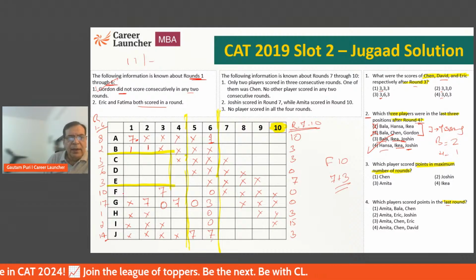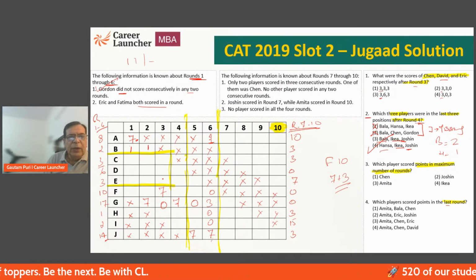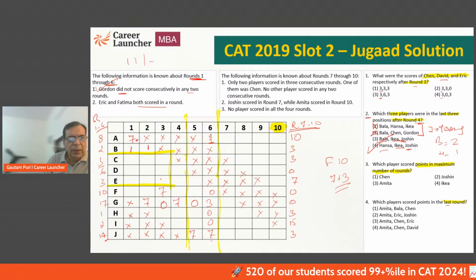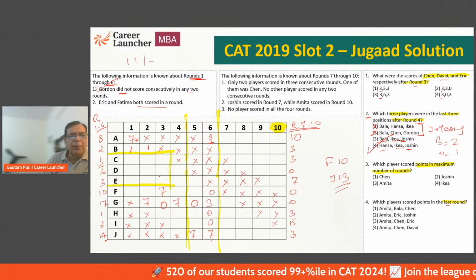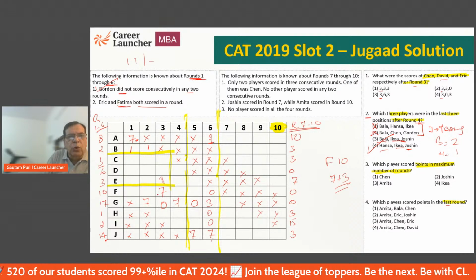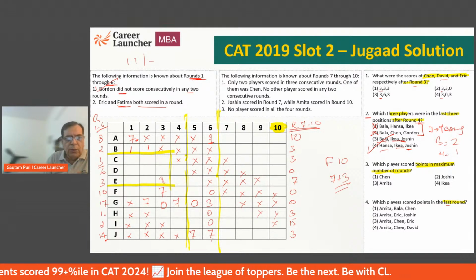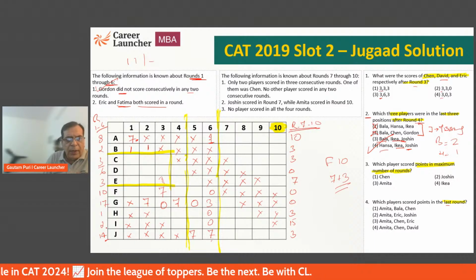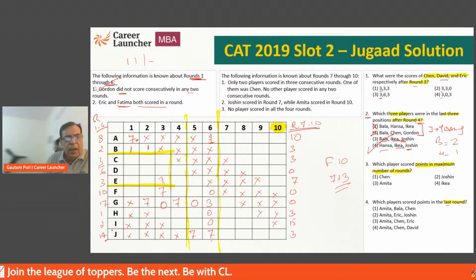That means if F has scored in this particular round, that means E could also score here 3 points. Yeah, it could be 3 points, it could be 1 point, but something has to be scored here, because it says E and F both scored in a round. Okay, let's move ahead. Look at I. I has got 2 points now.